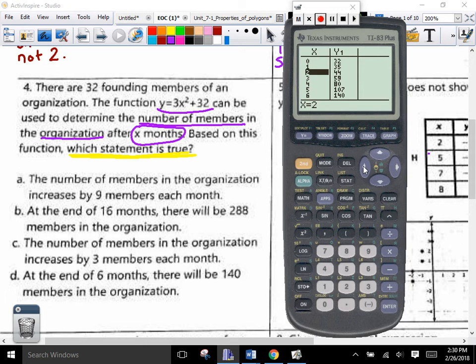So let's look at our answer choices. The number of members in the organization increases by 9 members each month. Is that correct? So from 35 to 44, is that 9 members each month?